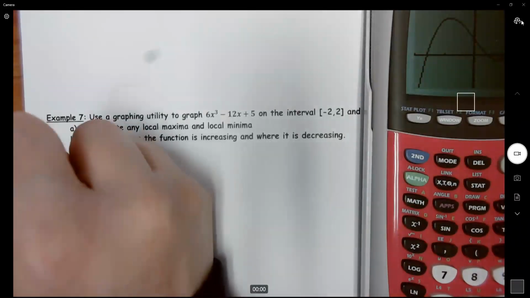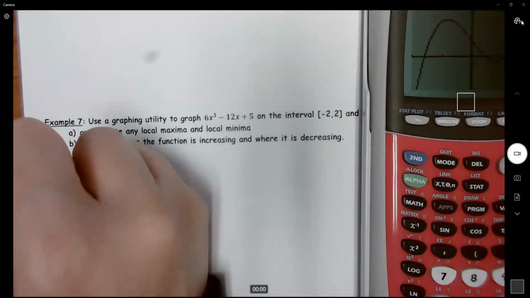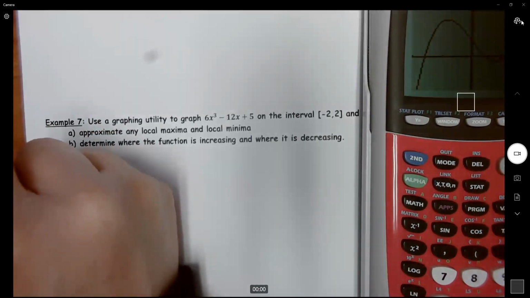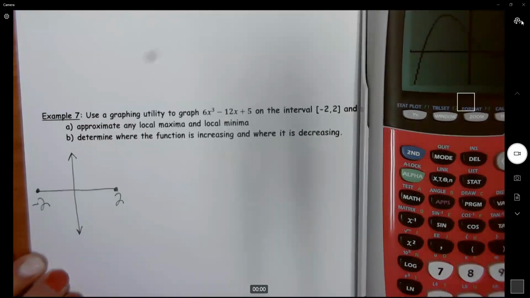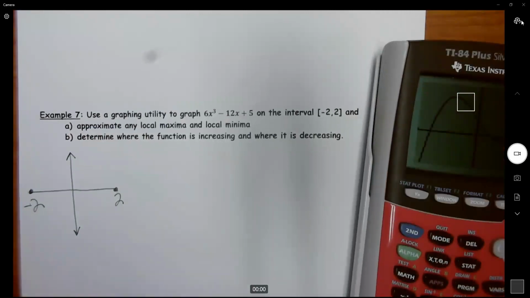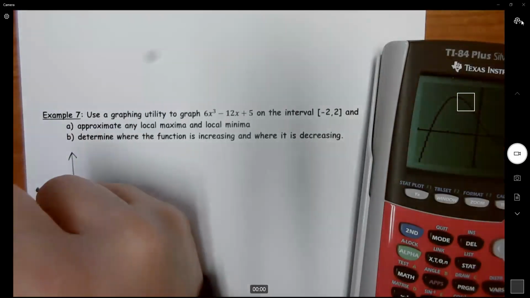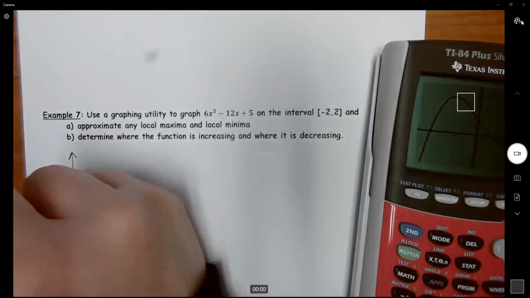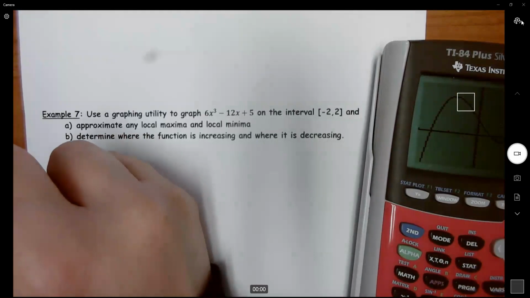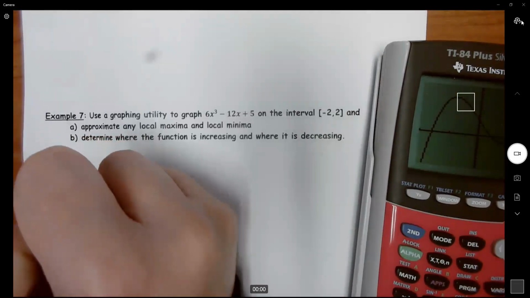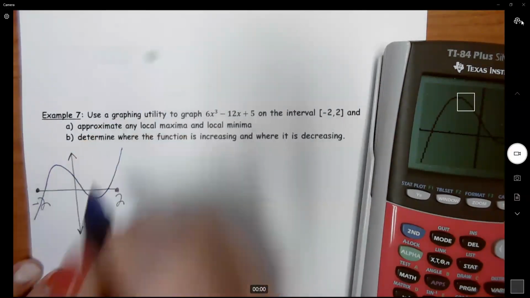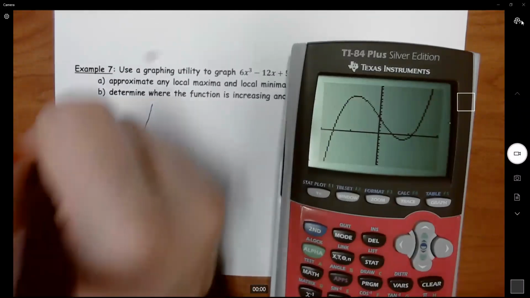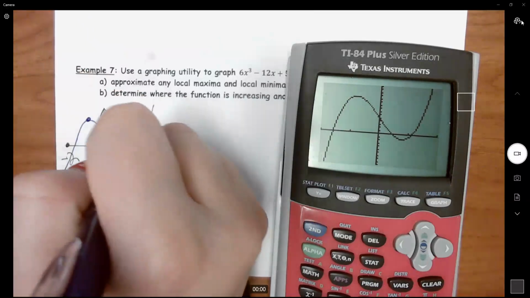So I'm going to make a rough sketch. But I know this is from -2 to 2. And it starts down here and it goes up, crosses down. So about something like that. Okay, so let's find our max and let's find our min.